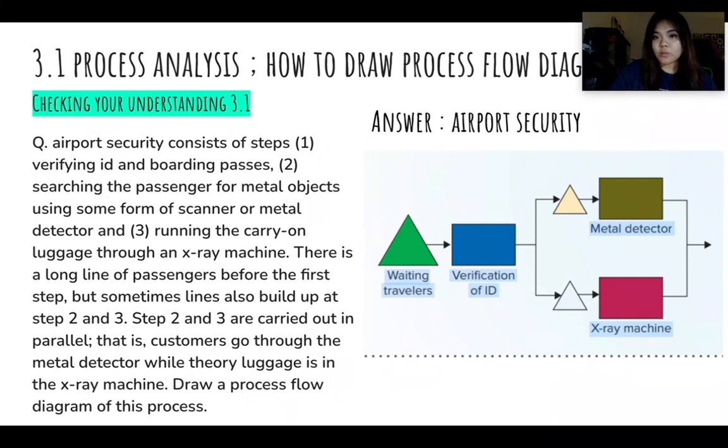I don't think they check your boarding passes at security yet. They're just going to check the IDs, when you're trying to go to the gate. And then after that, the person is going to go through the metal detector, while your luggage goes through the X-ray machine. So this is the process of the airport security.